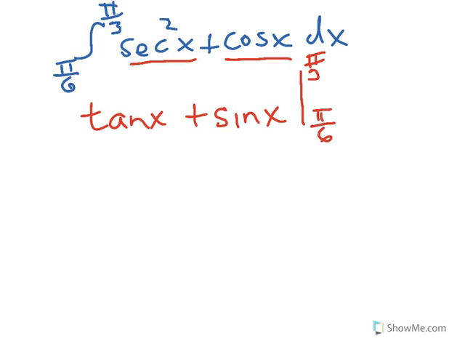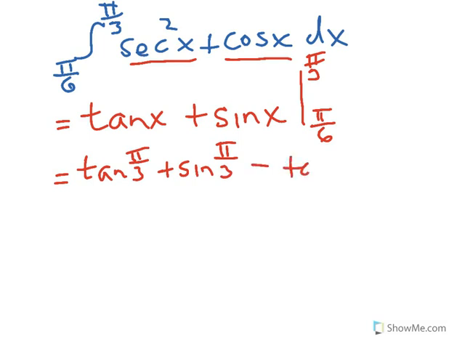And now at this point, we're going to evaluate tangent x and sine x at the two limits. So we're basically going to have tangent of pi over 3 plus the sine of pi over 3 minus the tangent of pi over 6. And then you can either think of it as plus the sine of pi over 6 in parenthesis, or essentially that sine of pi over 6 is going to get subtracted. So we're going to get something kind of like that.